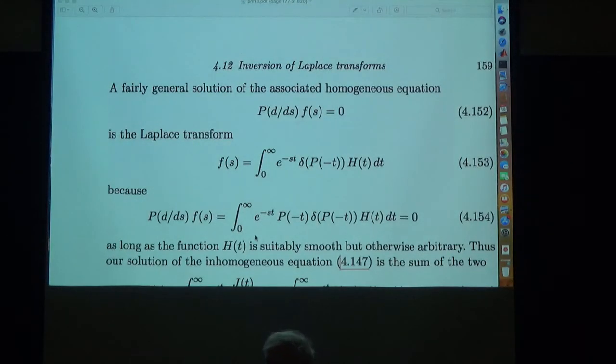Yes? So isn't P a differential operator? Is what? P? P is a differential operator. Yeah, so what do you mean by P of minus t? What is P of minus t? Yeah. Good question. I will turn on the lights and use the blackboard.